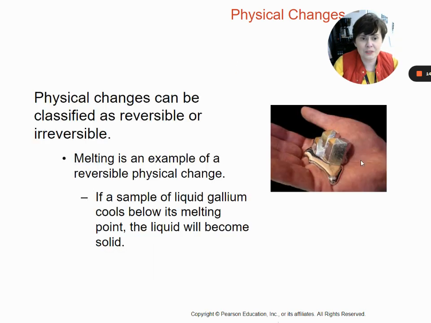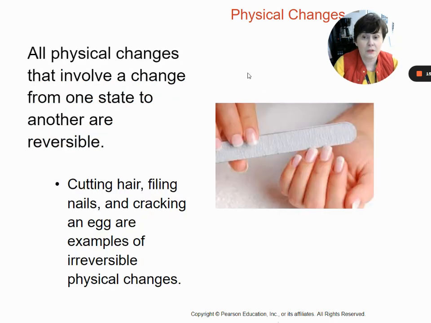Boiling, freezing, melting, we can reverse that. Melting is an example of a reversible physical change. If we take liquid gallium and cool it below its melting point, as in put it back on a tabletop or back in a container, the liquid's going to become solid again. So that's reversible. In fact, all physical changes that involve a change from one state to another are reversible.